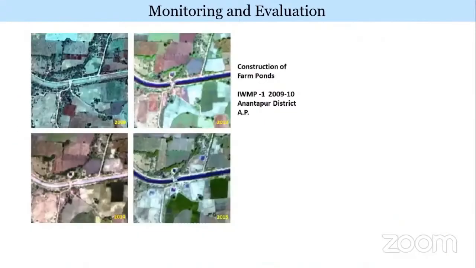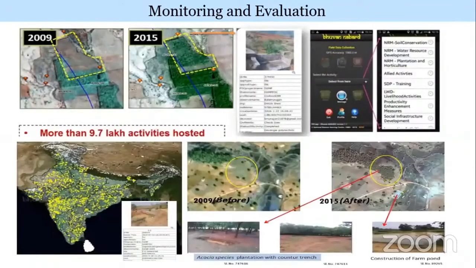You can also see over here, this is used for monitoring of farm ponds. In 2009, there was not a single farm pond. In 2013, there is one farm pond that has been constructed, and this is very clearly visible in Google Earth and remote sensing applications. In 2014, there is one farm pond constructed, and in 2015 you can see a number of farm ponds with water also. So we can actually monitor ground truth, whether farm ponds have been constructed or not, or how many farm ponds are constructed. So this is one of the applications.